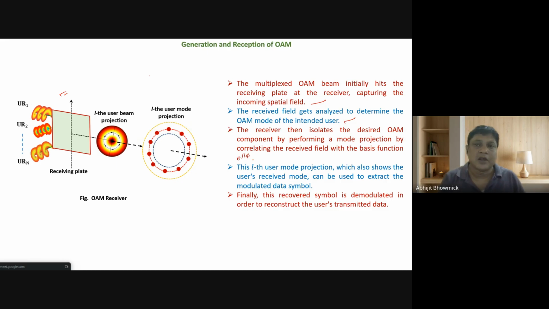Thereafter, it performs the mode projection by correlating the received field with the basis function e to the power j l phi. Once it performs the mode projection, it can extract its desired beam, desired mode, and once the desired mode is detected, it will decode its signal. This is how the receiver works.